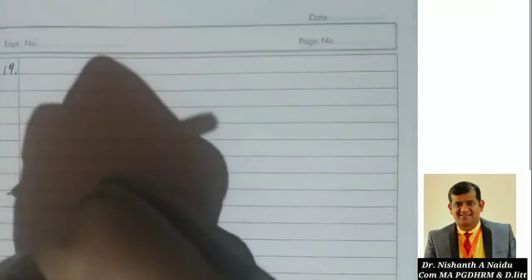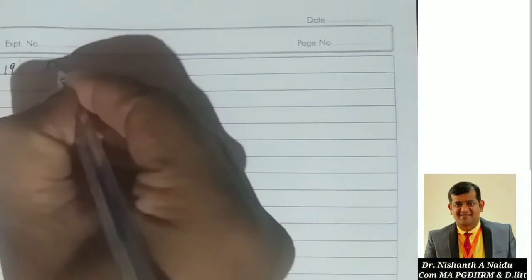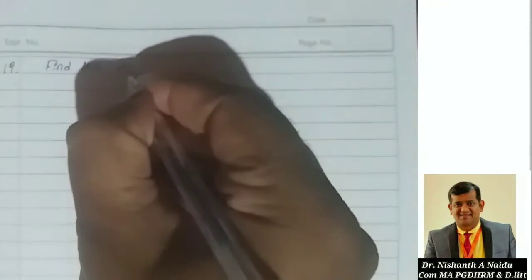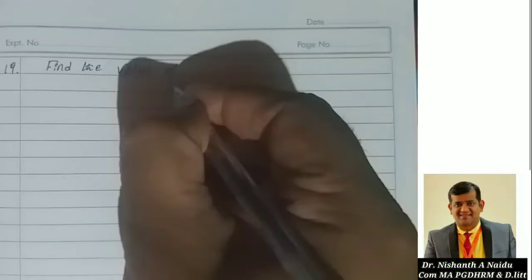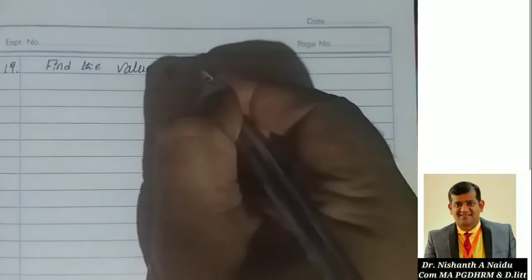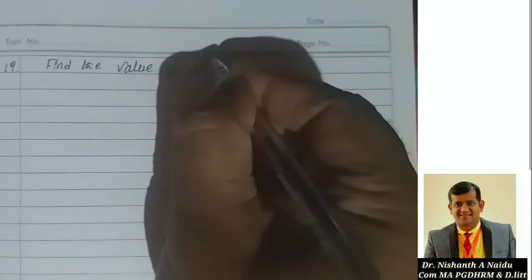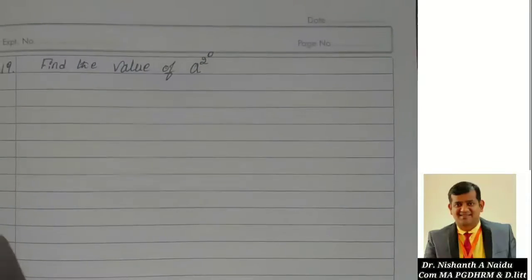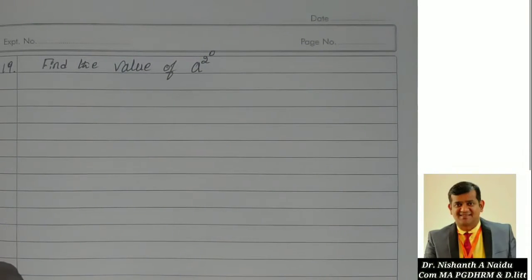Problem number 19. So the question is, find the value of a to the power of 2 to the power 0. A to the power 2 to the power 0.